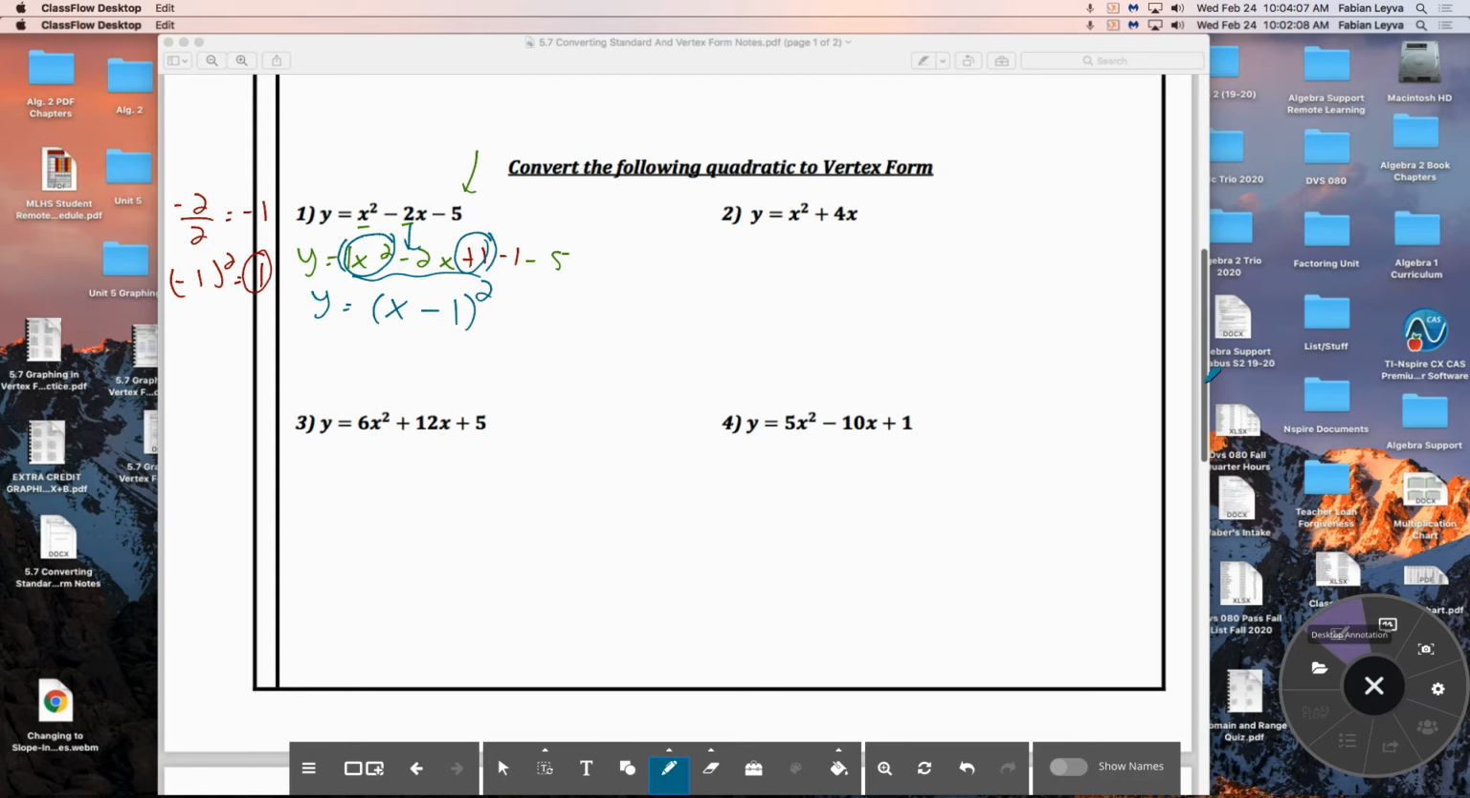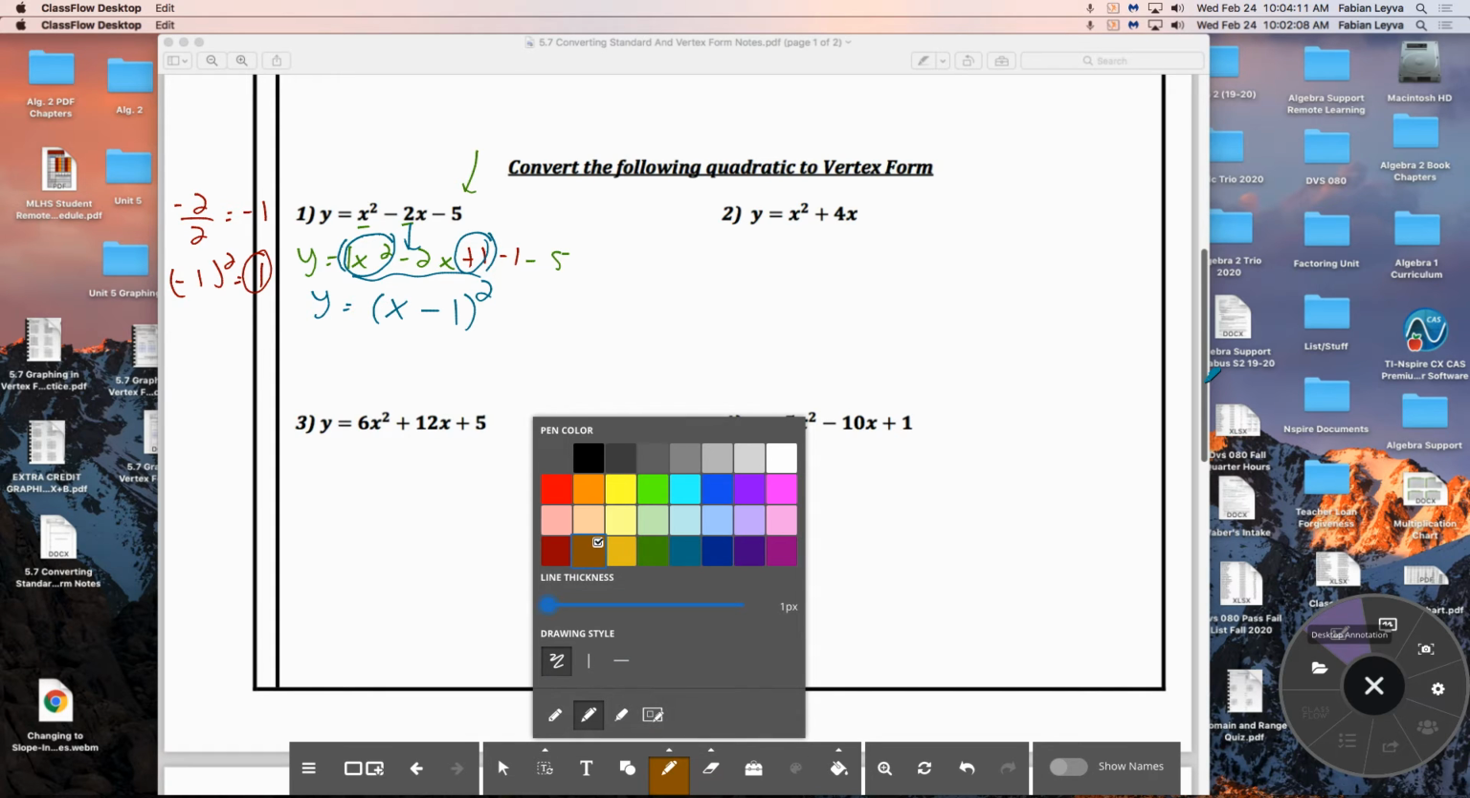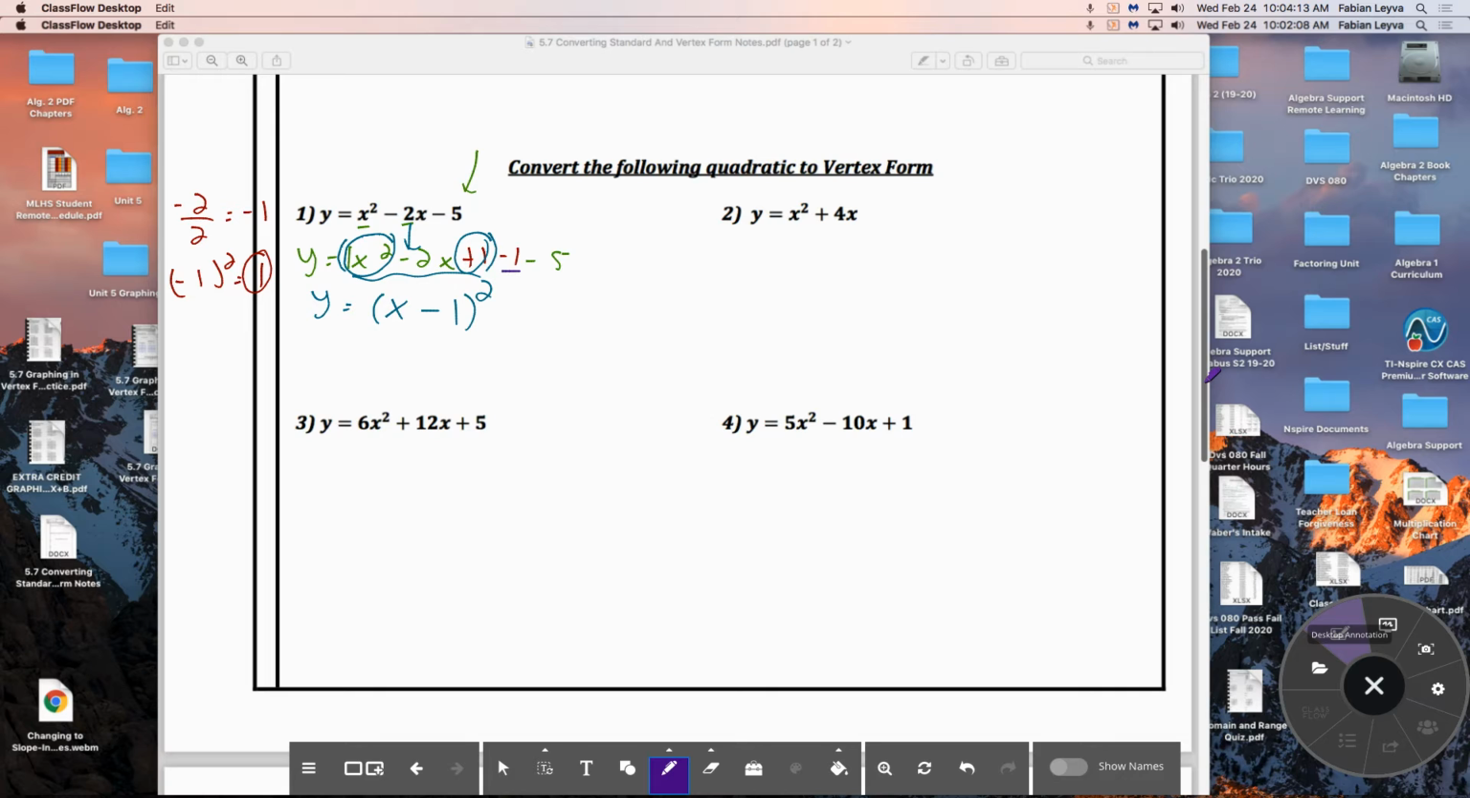Don't forget that, again, this is a binomial square. And that was our whole goal. At the end, this is just collateral damage, so to speak. It's just what happens on the outside of my main goal of getting that binomial square. -1 minus 5 is a -6. So you can see here that we actually converted this to vertex form just by completing the square.